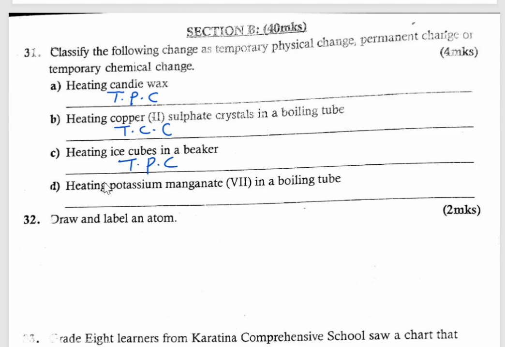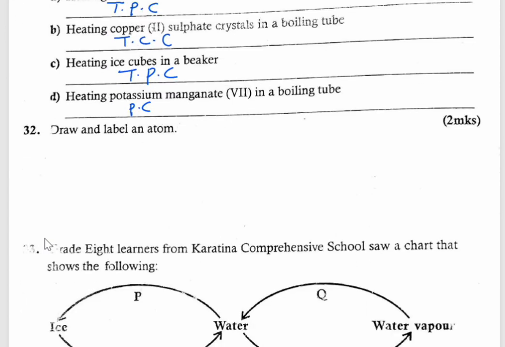Part D, when you heat potassium manganate 7 in a boiling tube. So this is a permanent change. The reason is because a new substance is going to be formed and the whole process is irreversible. That's why we say it is a permanent change. So that is how you can classify these 4 processes. Let us continue to question number 32.